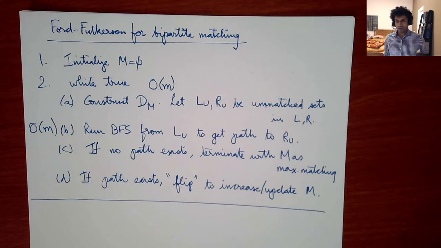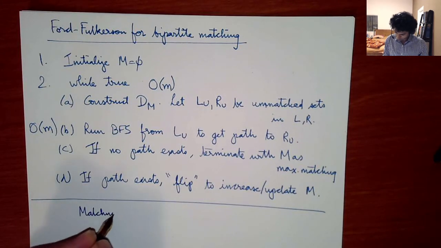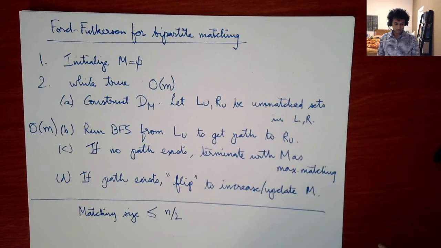How many matching edges can a vertex participate in? One. So what is a bound on the number of edges in the matching? N over 2, exactly. Not M over 2, but N over 2. So the matching size is at most N over 2, because every edge of the matching takes 2 vertices.